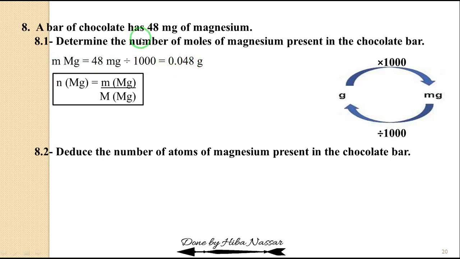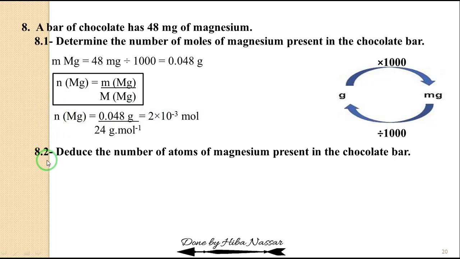Now you need to calculate small letter n, the number of moles for magnesium. So it's equal to mass over molar mass. So it's equal to 0.048 gram divided by molar mass 24 gram per mole. And it will be equal to 2 times 10 to the power minus 3 mole. So this is the number of moles for magnesium.